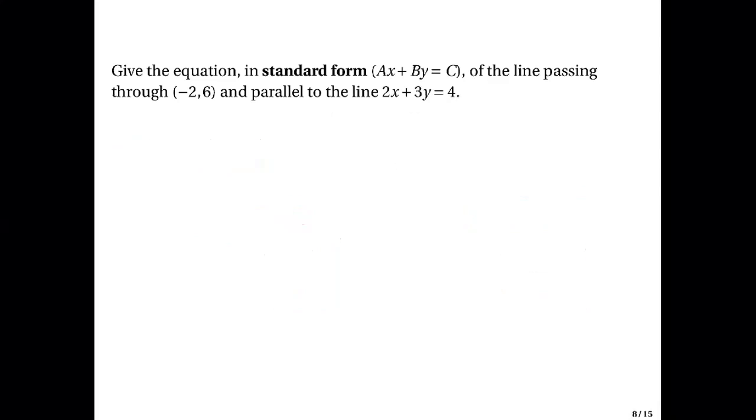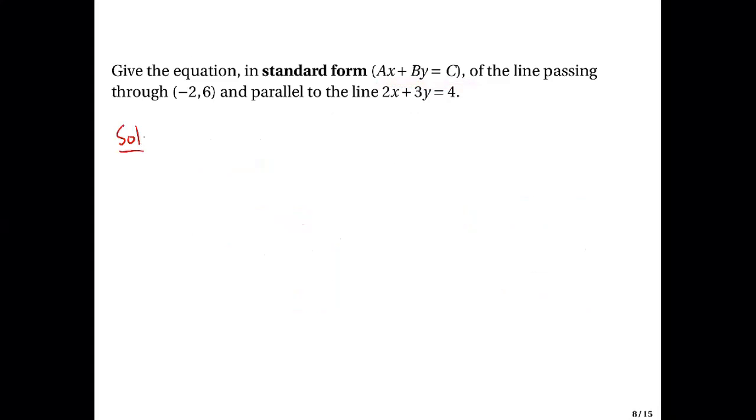Now let's do the following. Give the equation in standard form. So take note of this: in standard form, the line passing through the point (-2, 6) and parallel to the line 2x + 3y = 4.